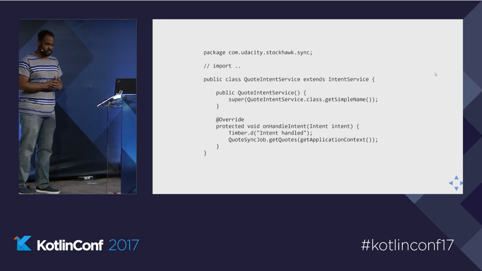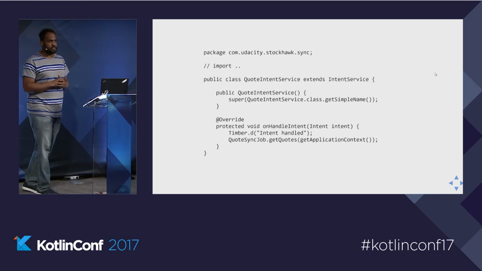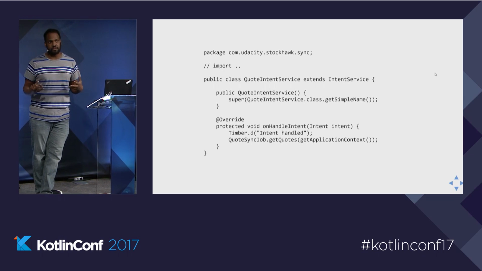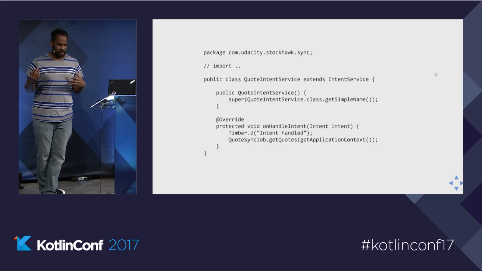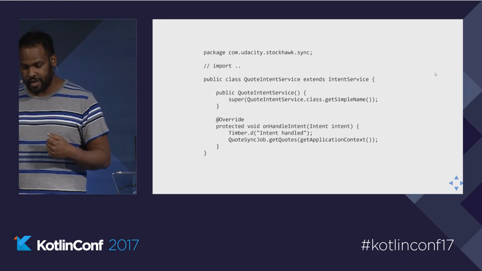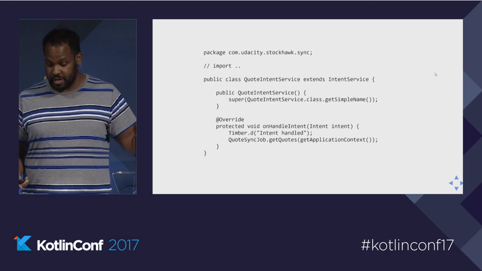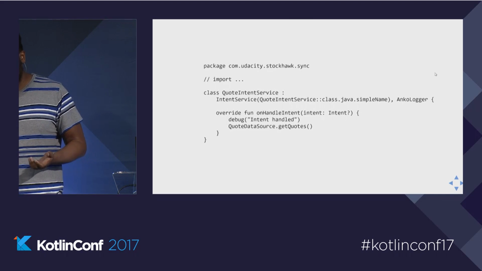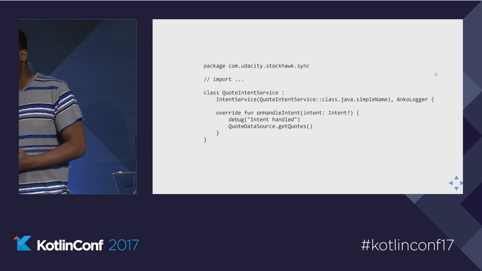So one of the first things I started with is in the app, there is a quote intent service that gets the stock quotes from, it used to be Yahoo, and now I think it's Quandl or something like that. So this is how that code looks in Java. And here's how the Kotlin code looks.